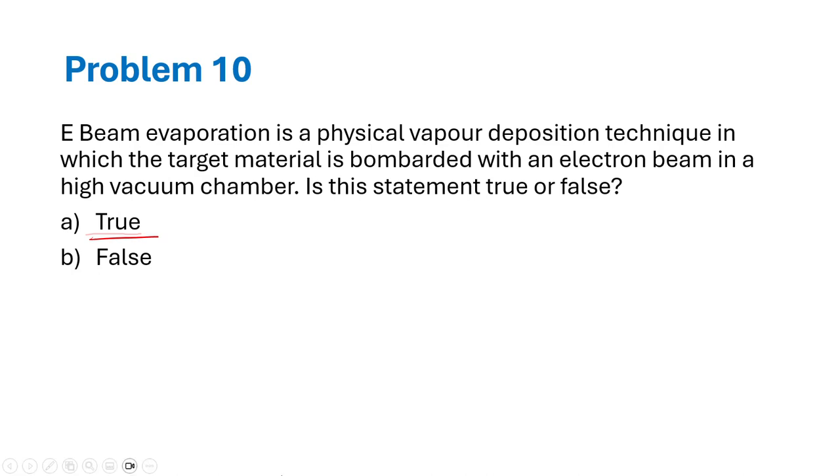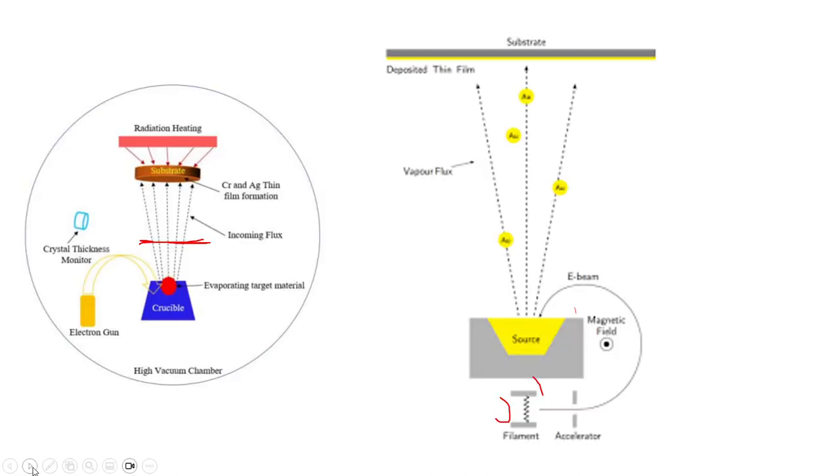Once it falls on the material, it starts heating the target material. In this process, which is physical vapor deposition, we convert the solid phase directly into gas phase. The material will evaporate and fall on the substrate. Thus we deposit this metal on the substrate.